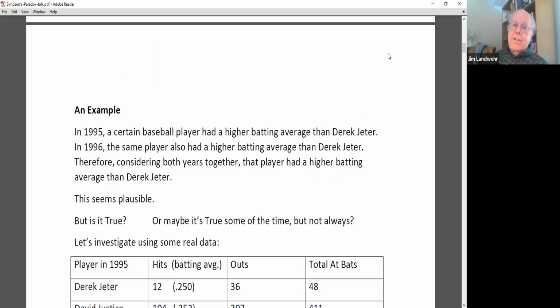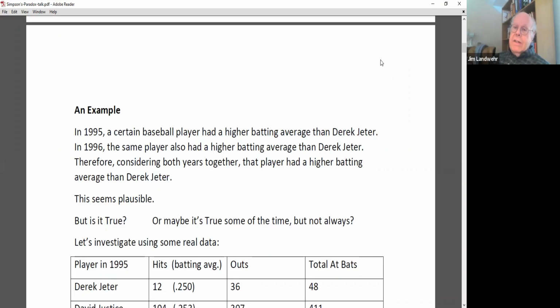So here's the situation. In 1995, a certain baseball player had a higher batting average than Derek Jeter. We all know Derek Jeter, right? And in 1996, that same player also had a higher batting average than Derek Jeter did in 1996. So therefore, you would think that considering both years together, that player would have a higher batting average than Derek Jeter, right? That seems plausible. If the guy's got a higher average in year one and he's got a higher average in year two, you might think, well, he's got a higher average. So let's look at the data.